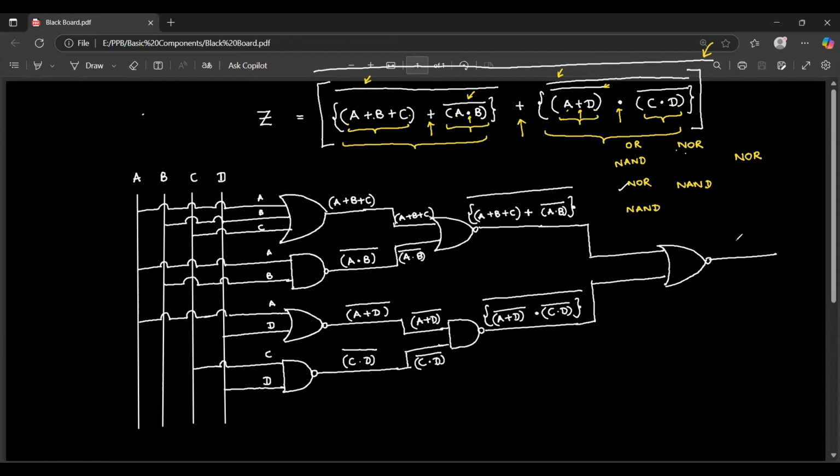What will be the output? We'll have the output Z. I don't think I can write it here, so I'll just put Z here. Here we have the third and final layer. Here we have the second, intermediate layer. And this one is the first and starting layer.